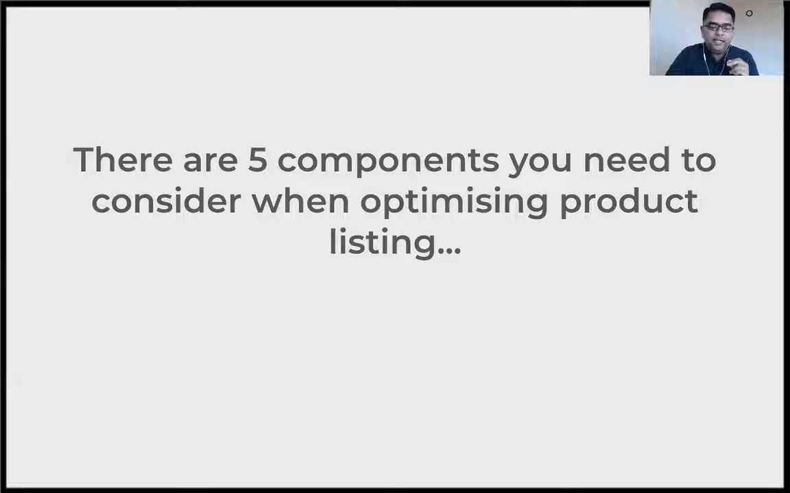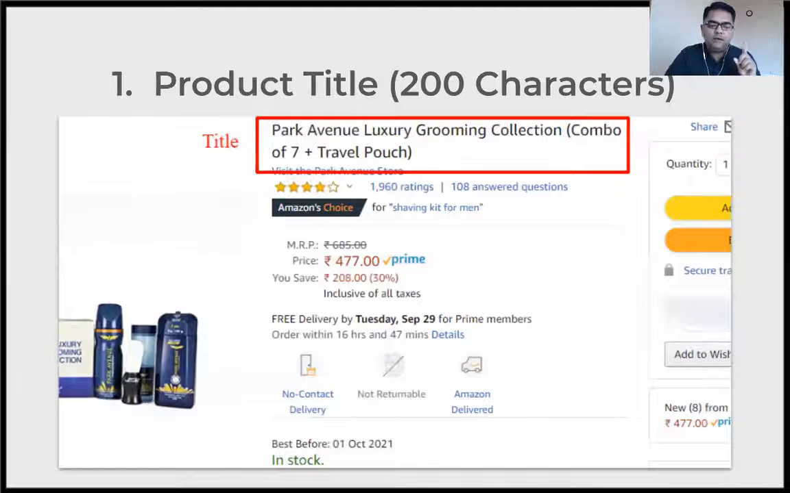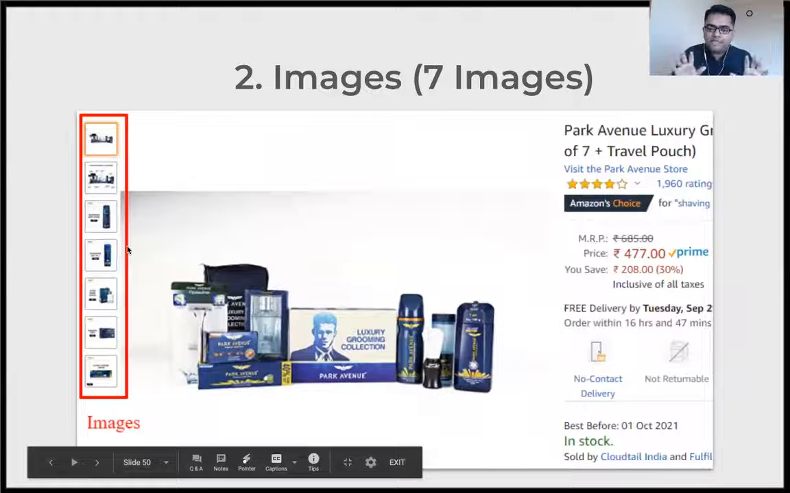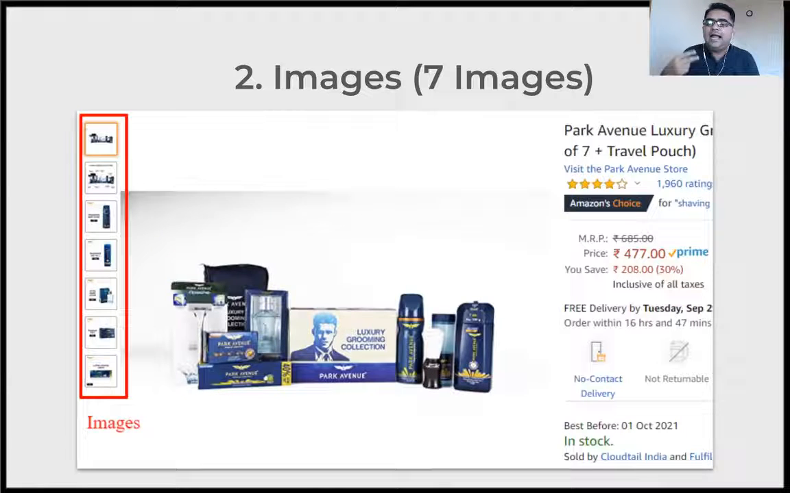There are 5 components you need to consider when optimizing a product listing. Component number 1, product title. Each and every product on Amazon has a product title. Amazon gives us 200 characters to enter in that particular field. Component number 2, images. Amazon gives 9 slots to upload our images. 7 is the minimum, because you will find only 7 images on the product page. If you click any one of those images, it will open a pop-up. There you will be able to see the additional 2 images. So it is highly advisable you should have at least 7 images in your product listing.